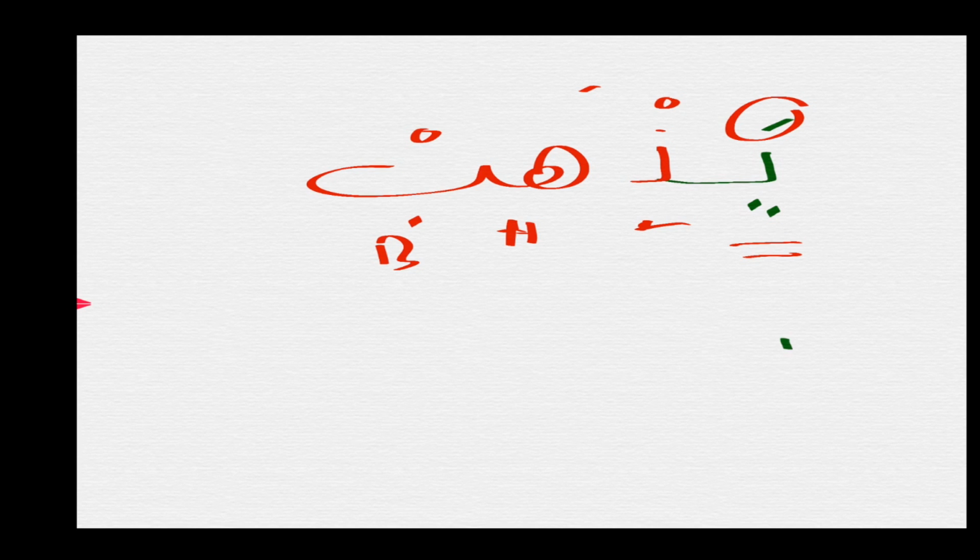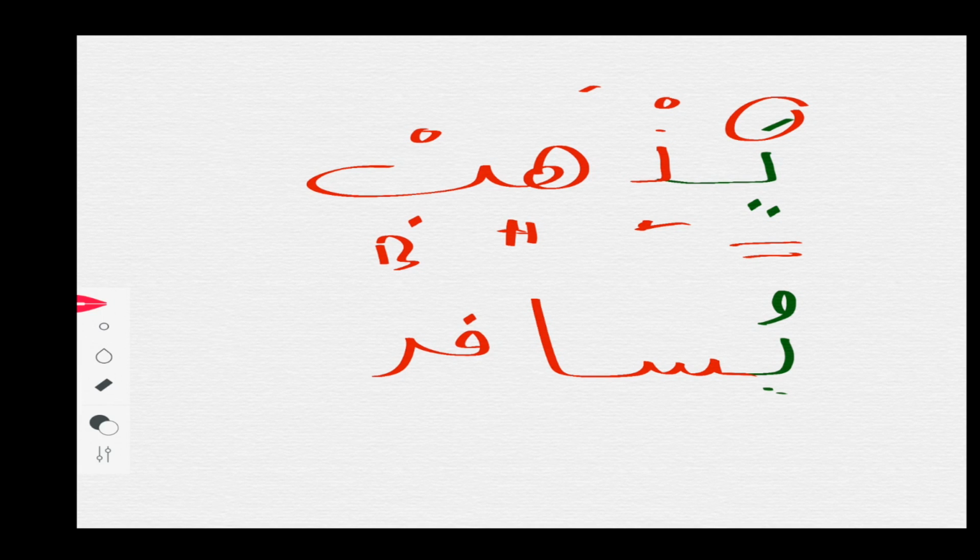Another example with a short vowel U, Yu, Yusafir, and Yusafir in Arabic means he travels. So as you can see, the letter ya with a short vowel U, Yu, Yusafir.